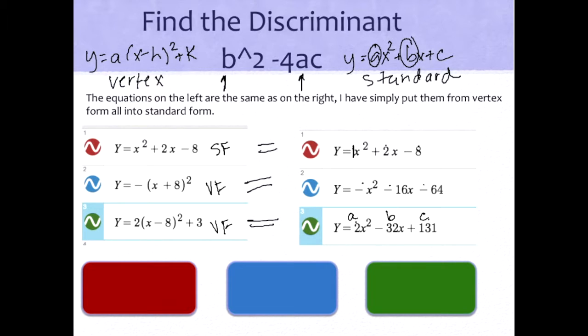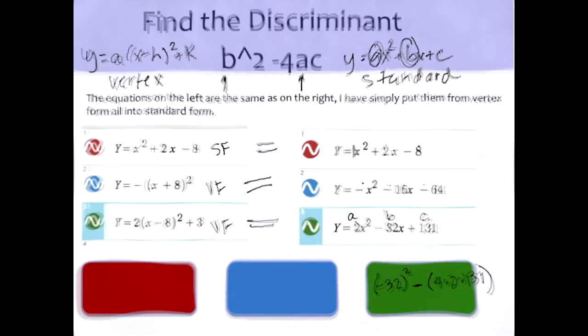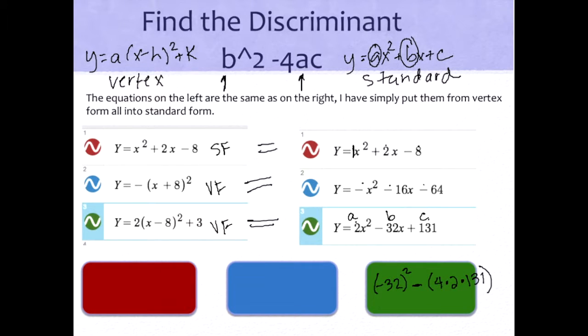If I calculate the discriminant, it's going to be -32 squared, that's B squared, minus 4 times 2 times 131. -32 times -32 is 1024, minus 8 times 131. Well, 8 times 131 is 1048. So this over here is 1048.